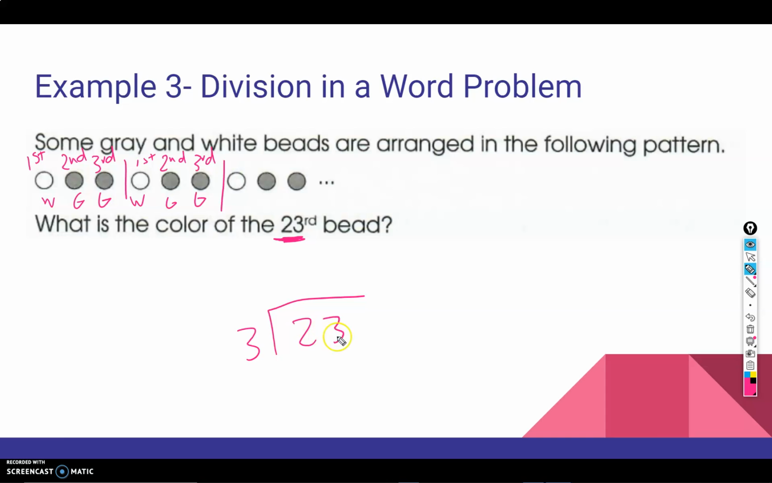Okay, so 23. 3 goes into 23 7 times. And 3 times 7 is 21. And let's subtract 21 from 23, which leaves over 2. So our answer is 7 remainder 2. And since the remainder is 2, that must mean that the color is gray. So the answer to this question is that the 23rd bead is gray.